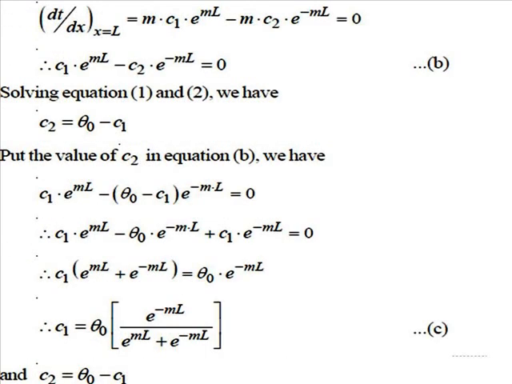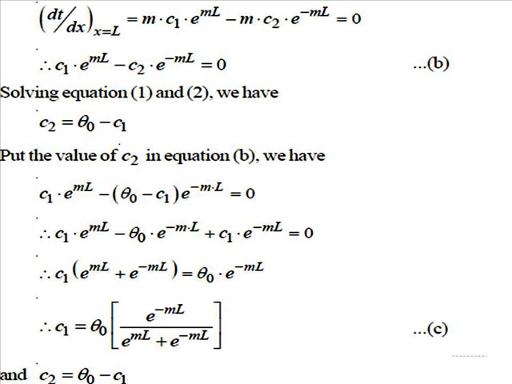So friend, you can see when dT/dx at x equals L is equal to 0, we will get m1 c1 e^(mL) minus m2 c2 e^(-mL). So you can say c1 e^(mL) minus c2 e^(-mL) is equal to 0. So two equations are available with us, and when we solve equations 1 and 2, we will get the values of C1 and C2.